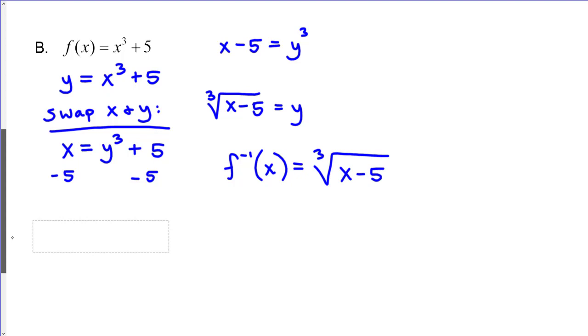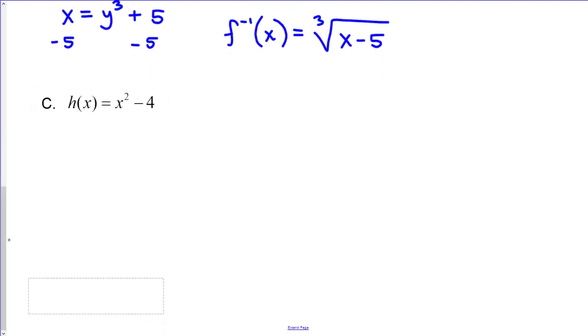So as you can see, it's definitely not just taking the function itself and putting that in the denominator. So it's not 1 over x cubed plus 5. The inverse function in this case invokes a cube root instead of a cubing, because the cube root is the inverse of a cube. So you have to be careful.